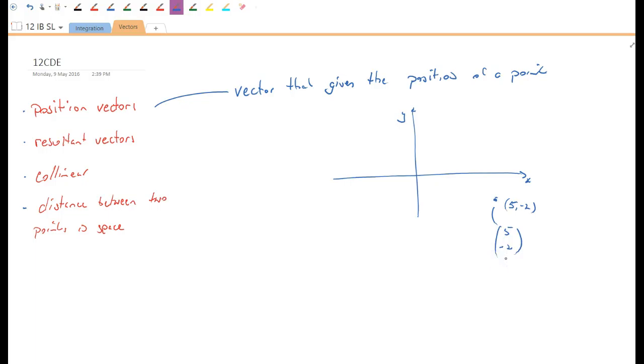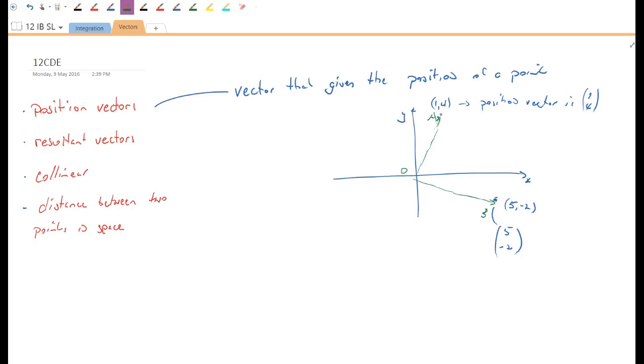And if we've got another point that's at 1, 4, then the position vector of that point is 1, 4, which refers to this vector here, going 1 across and 4 up, and this vector here for 5, minus 2. Now this might be O and A, and this might be B here. So that's position vectors. That's it really. It's simply the position of the point on the plane or in three-dimensional space.